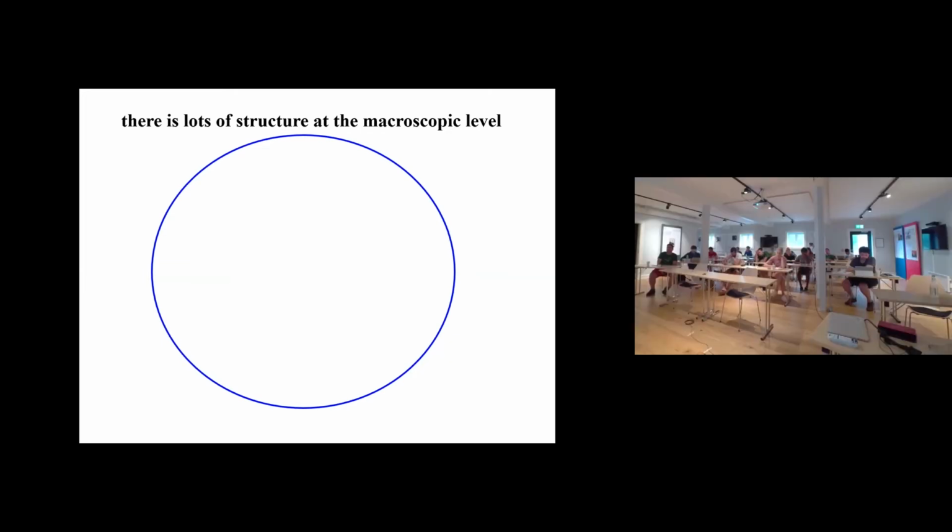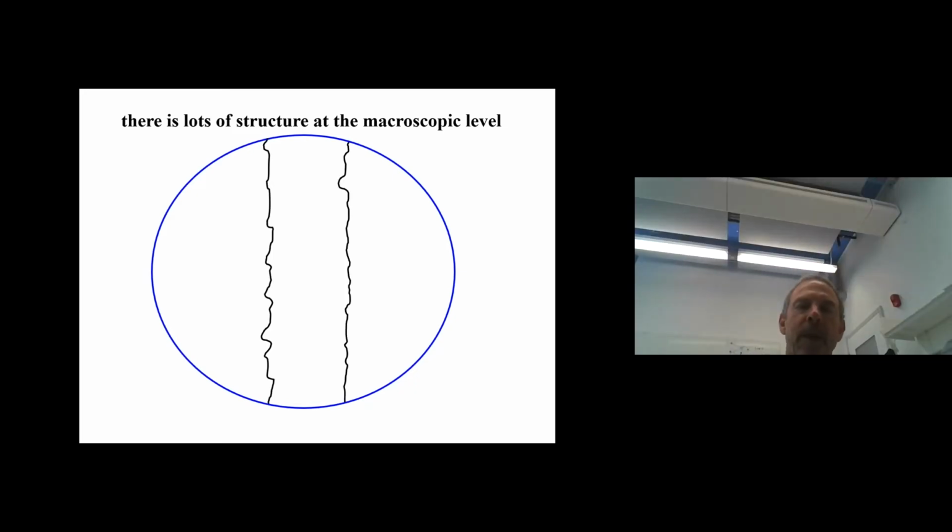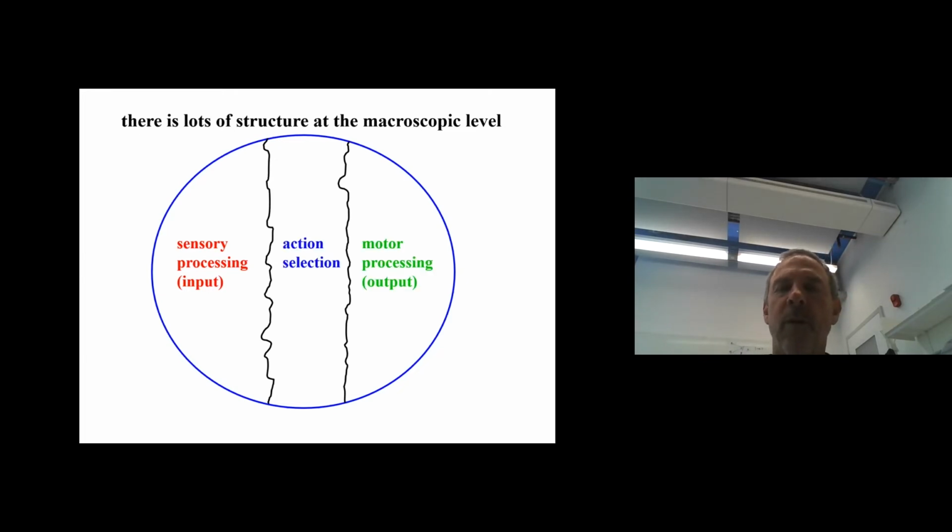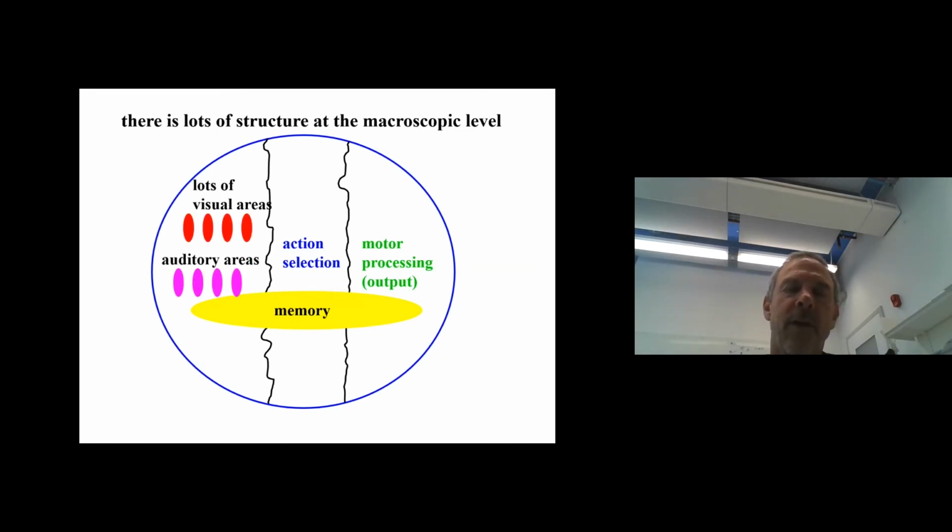There's lots and lots of structure at the microscopic level. I divide the brain into three parts. There's sensory processing, which is the input. Motor processing is the output, and in between is deciding what to do. I'm going to draw another picture of that later on. And then you have memory in there. We have no idea what it's for or how it works or where it is, but we do remember things. There are lots of visual areas, lots of auditory areas, lots of motor areas, lots of areas for action selection. All this has to be learned. But as far as the structure goes, it's kind of well known. In fact, there are about 600 different areas, at least in the mouse.